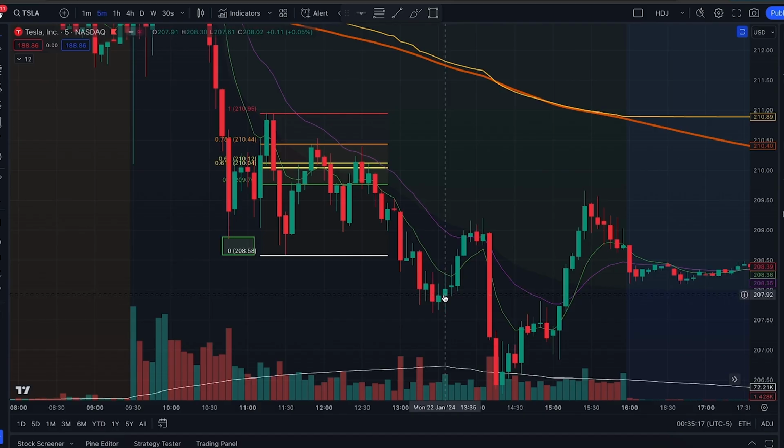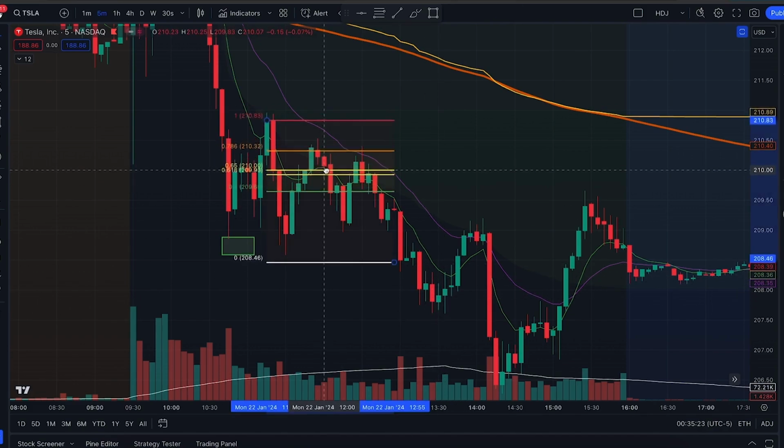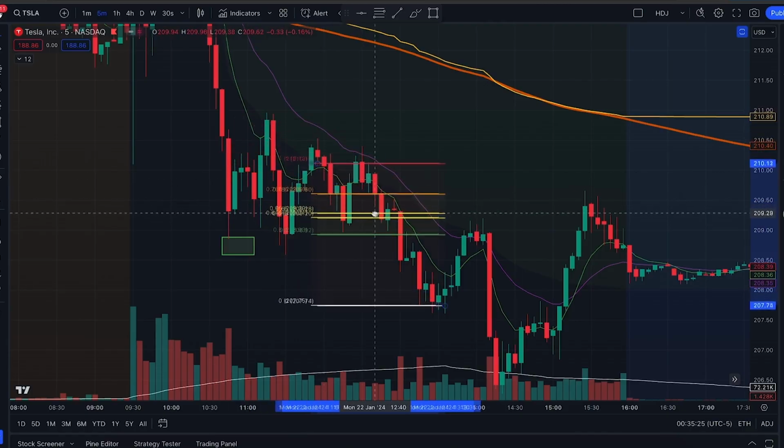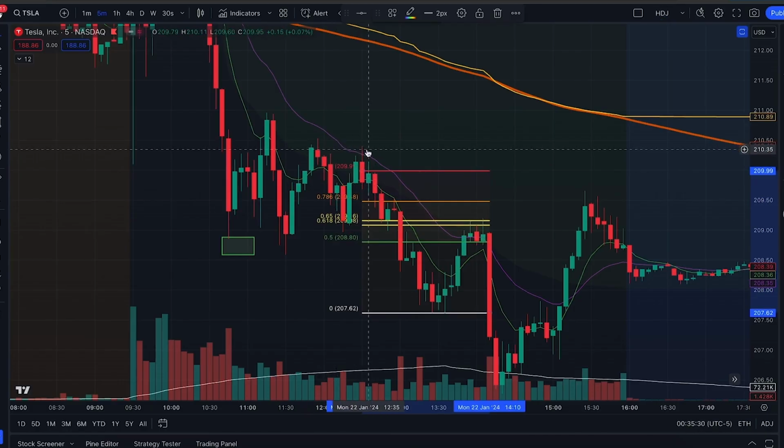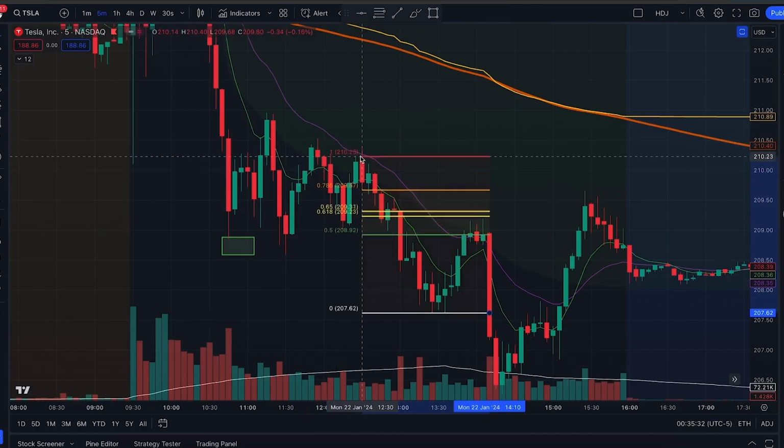So we see the same thing happen, a pullback. Let's take our tool, and we're going to go from the low to the previous high, which should be right here. Let's stretch our tool up.